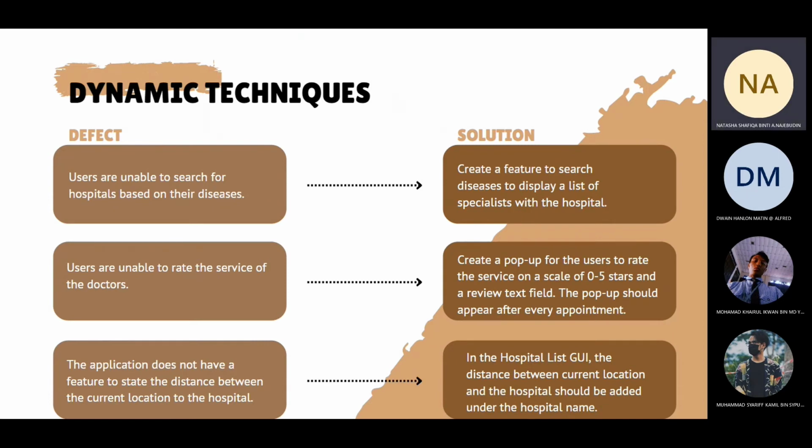For the next defect, the application does not have a feature to state the distance between the current location and the hospital. And the solution to that is, in the hospital list GUI, the distance between the patient's current location and the hospital should be added under the hospital name, which makes it easier for the patients to select their hospital. Next.